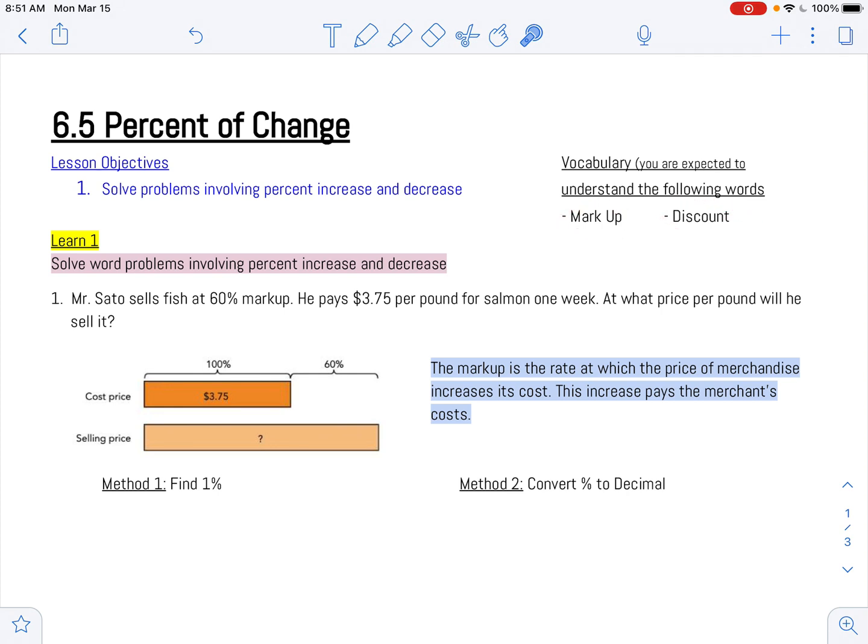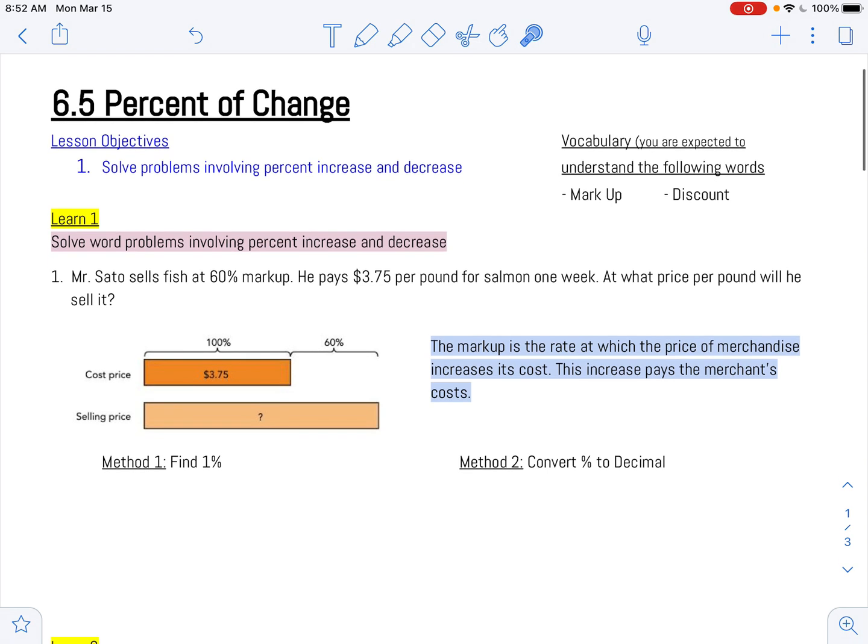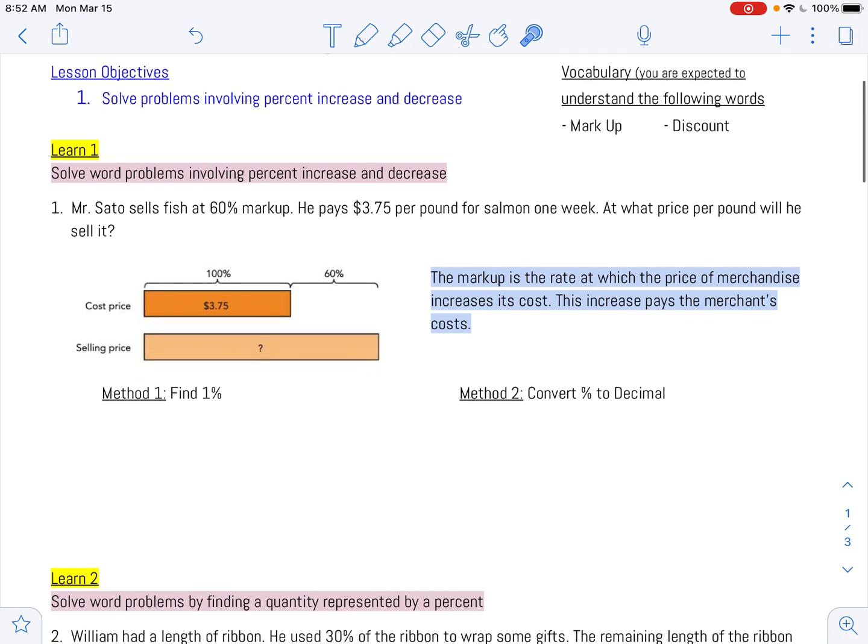Markup means that when a company or a store buys a product that they're going to sell, when they mark it up, that's when they are increasing the price so that they can make a profit off of it. And then we all know what discount is, that's taking away money, or a percent decrease when we are buying something. So looking here, part one is just focusing on being able to solve for percent increase and decrease.